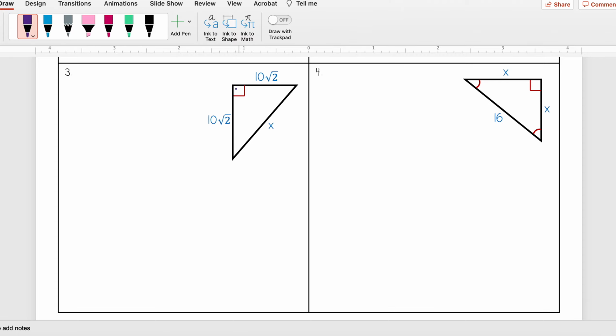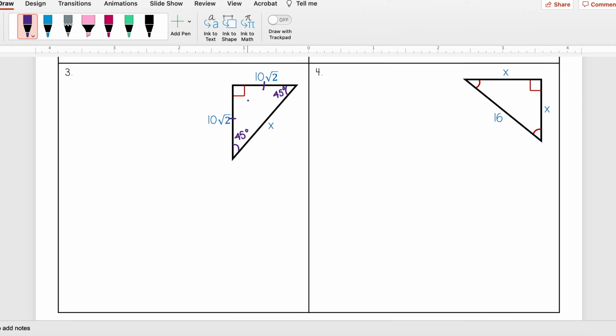Okay, looking at number 3, I see that no angles are actually written here in this triangle, but I do have a right triangle. However, I notice that both of my legs are the same, making this nice isosceles triangle. So we know that these two angles are the same, and so that means that these have to be 45 degrees, since I need to add up to 90. So I do have a 45, 45, 90 triangle.